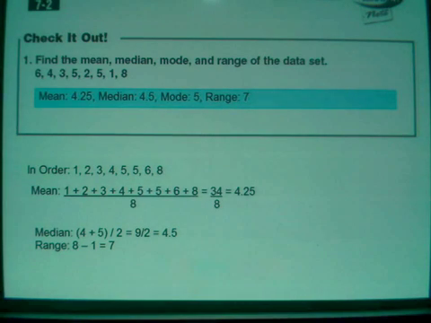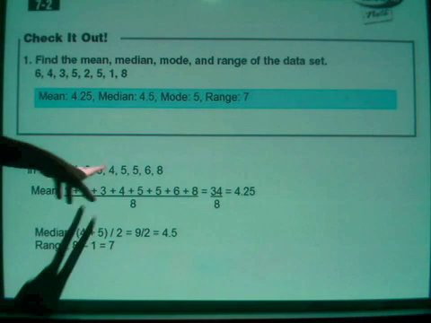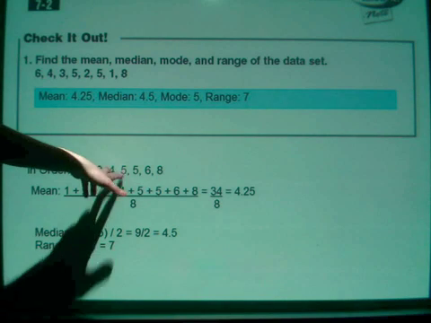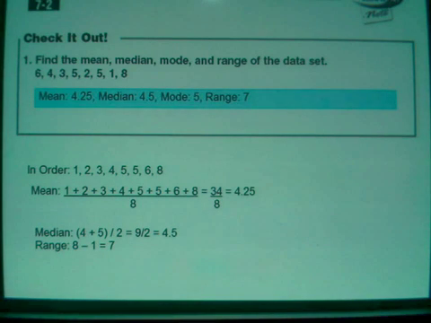Again, the median is the middle number when they're in order from least to greatest, and in this particular problem, there are 2 middle numbers, 4 and 5, so you're going to want to add those up and divide by 2. 4 plus 5 is 9, and 9 divided by 2 gives me 4.5.